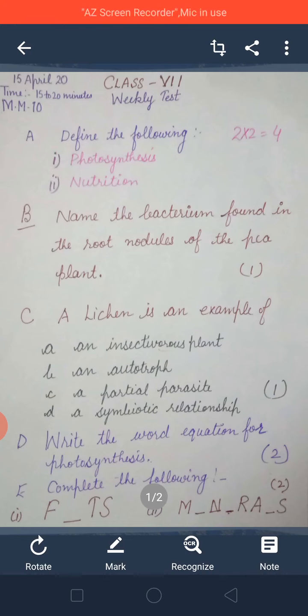Now your next question is complete the following. That you can all do very well. That is very easy. F dash TS. You have to make the word. F A T S, fats. And second, M dash N dash R A dash S. Yes, think about it.